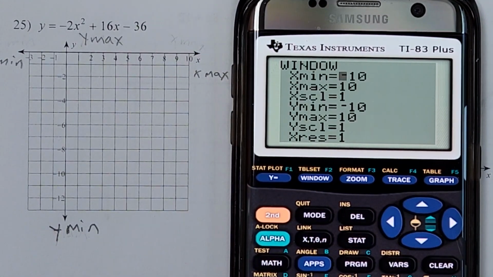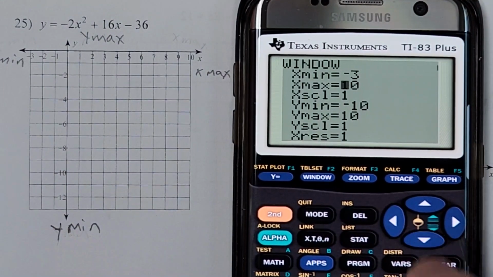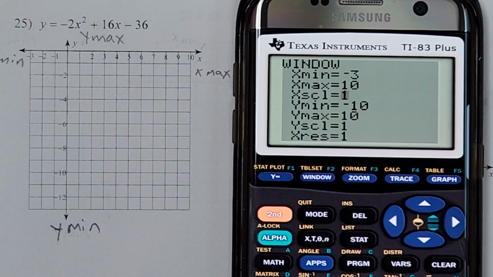So we press the window, and we're going to enter our values. We'll start with -3 for the x min, then 10 for the x max, and then we're going to skip the x scale. And the y min we already said was -13. The y max we say is 0.